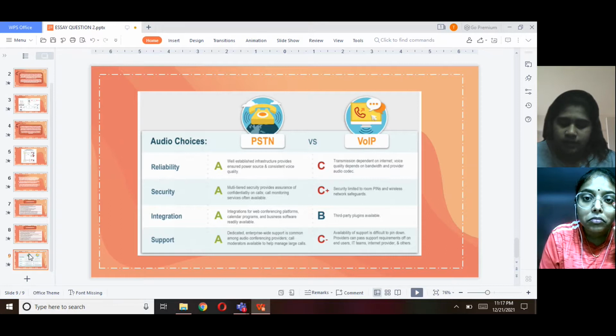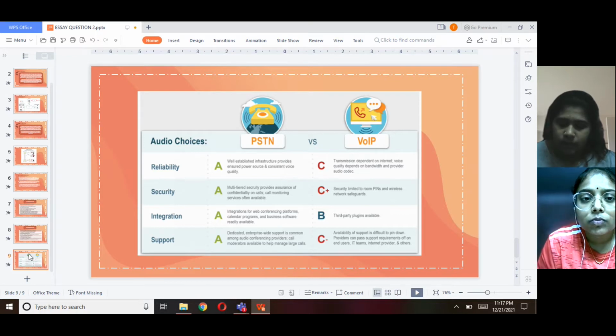The third one, integration. For VoIP, integration with web conferencing platforms, calendar programs, and business software is readily available. For PSTN, third-party plugins are available. The last one, support. For PSTN, dedicated enterprise-wide support is common among audio conferencing providers. Call moderation is available to help manage large calls.